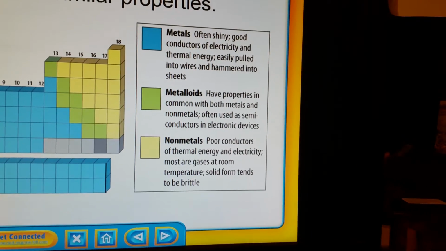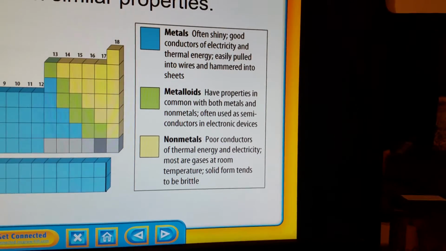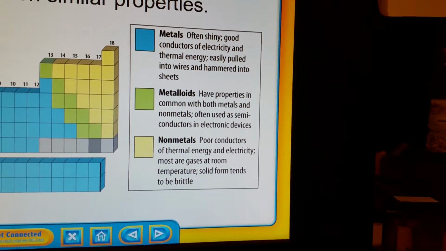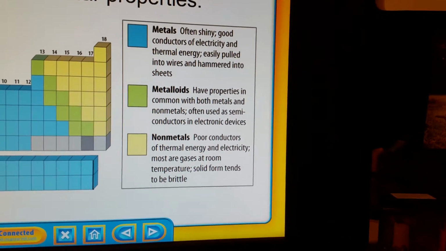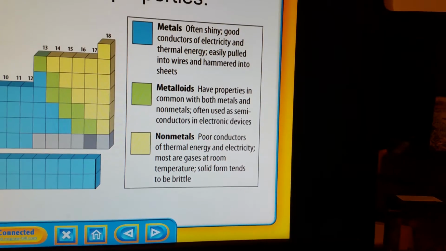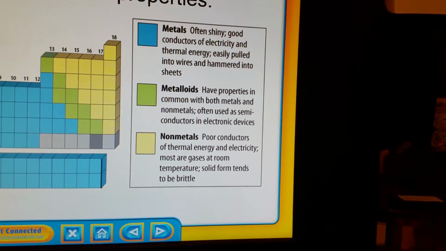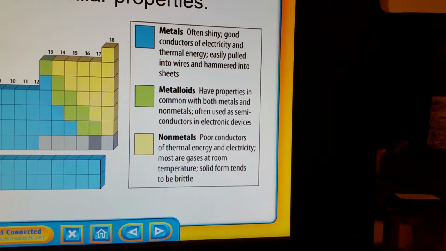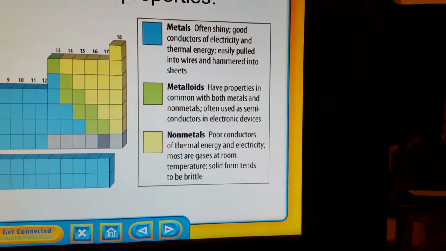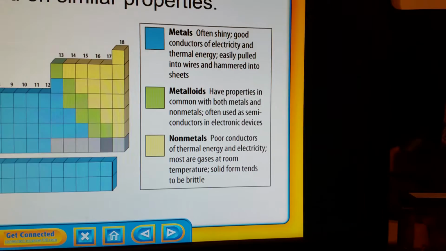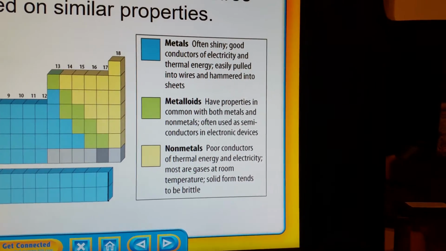Metalloids have properties in common with both metals and nonmetals, often used as semiconductors in electronic devices. And our nonmetals are poor conductors of thermal energy and electricity. Most are gases at room temperature, and solids formed tend to be brittle.